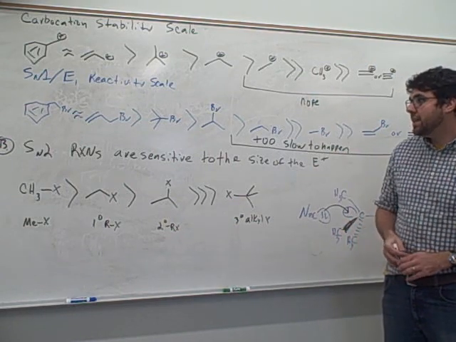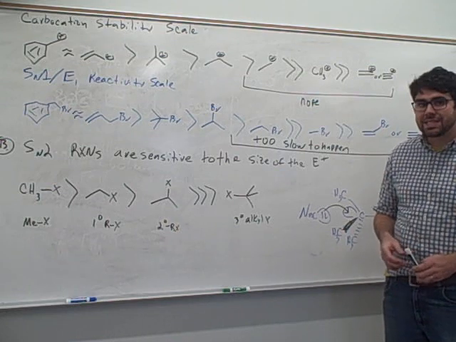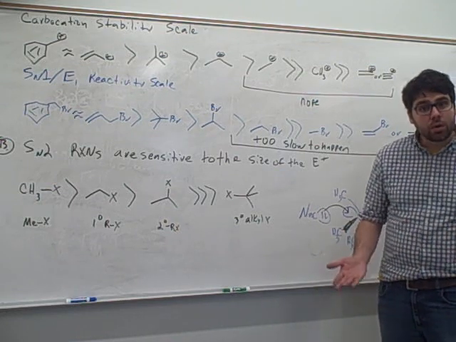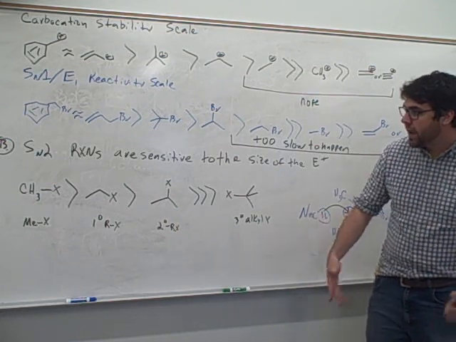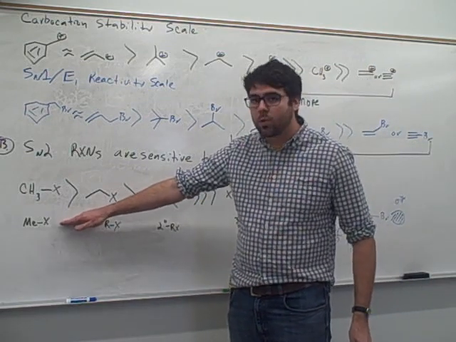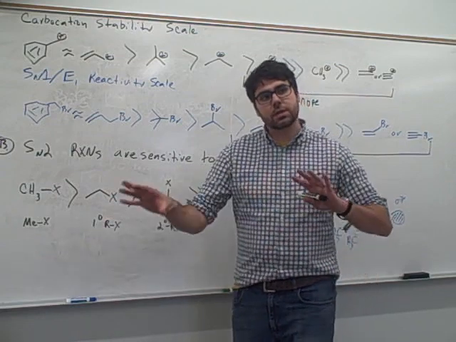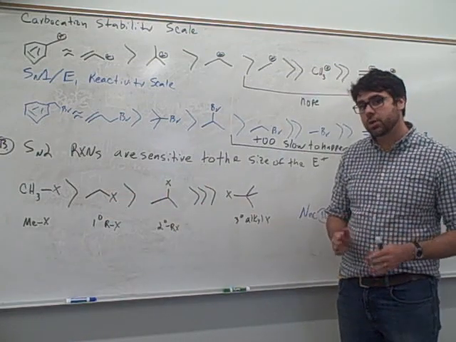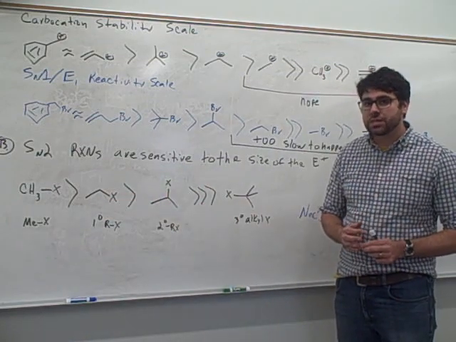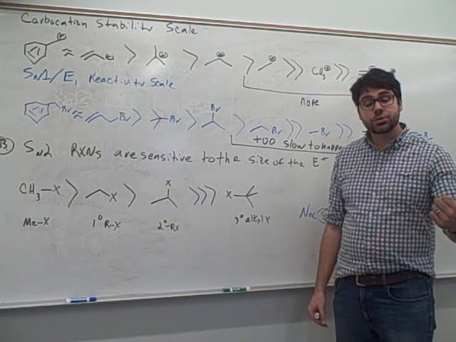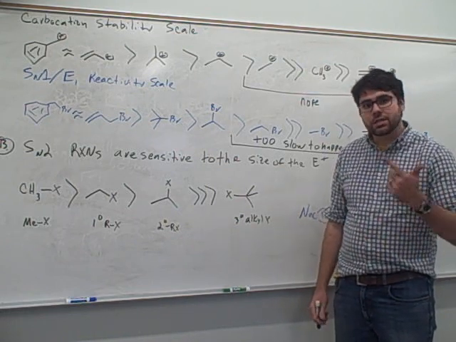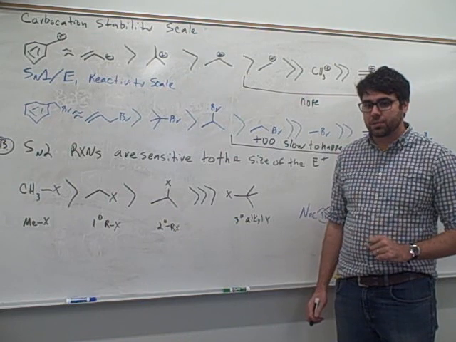So SN1 and E1 work really well with very stabilized, or quite honestly, bulky electrophiles. On the other hand, SN2 reactions work well with non-bulky electrophiles. And so depending upon the steric bulk of the electrophile, you can make a pretty good prediction of whether something is going to undergo a stepwise substitution, or SN1, or a concerted substitution, or SN2.